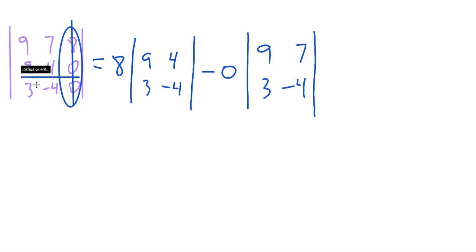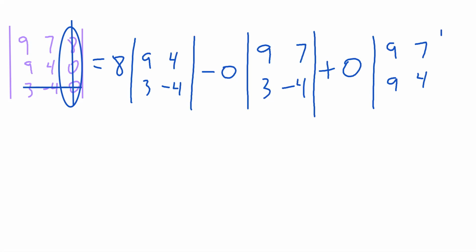Then I go to the third thing. I delete the row and column that this 0 is now on. It becomes plus, just so we know the pattern, 0 times the determinant 9, 7, 9, 4. So we have written it out completely correctly. Remember your signs, it basically goes positive, negative, positive. If this number had already been negative, you're still subtracting it, but then you're subtracting a negative. So you'd adjust for that then.